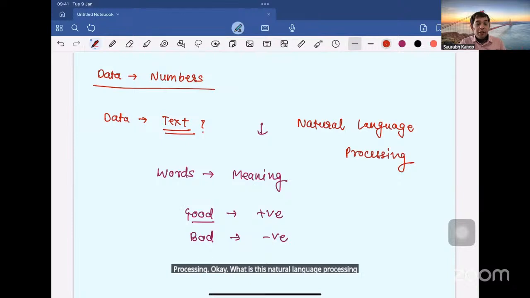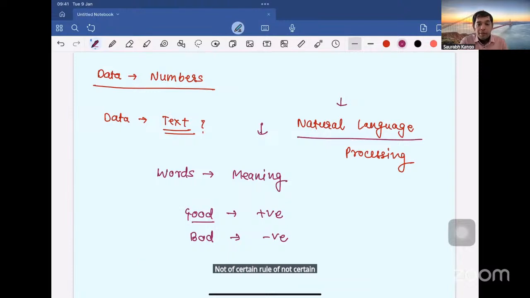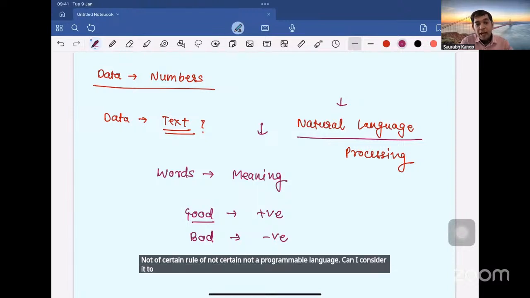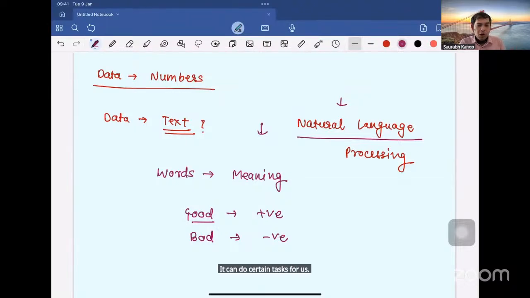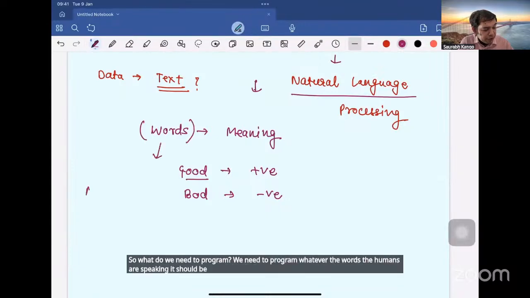The language that the human speaks, can I consider it to be the natural language? The language that we are speaking right now, not of certain rules, not a programmable language. Can I consider it to be a natural language, spoken language? Right? We want the machine to understand us, right? We want the machine to understand what we are saying, because if it understands what we are saying, it can do certain tasks for us. I'm sure all of you would have used, say, Alexa, if I'm not wrong. You say something, does it understand what task it needs to perform? Right? So what do we need to program? We need to program it so that whatever words the humans are speaking should be understood by the machine.